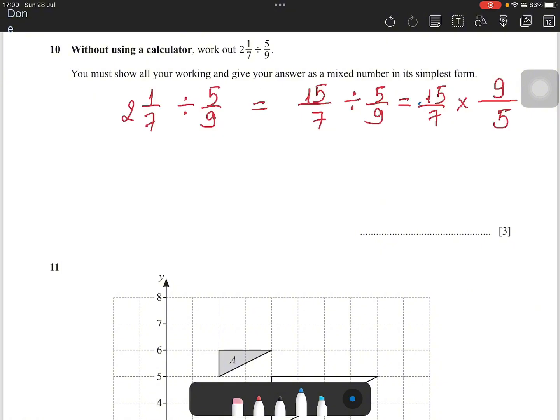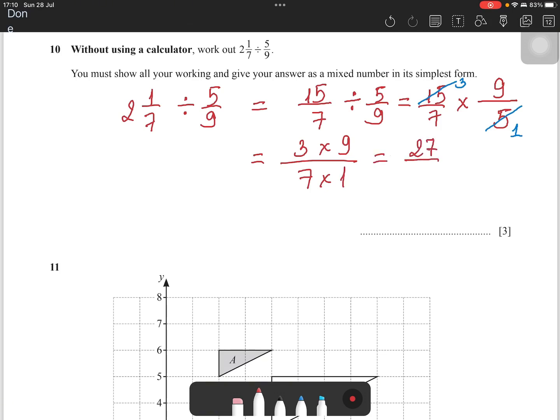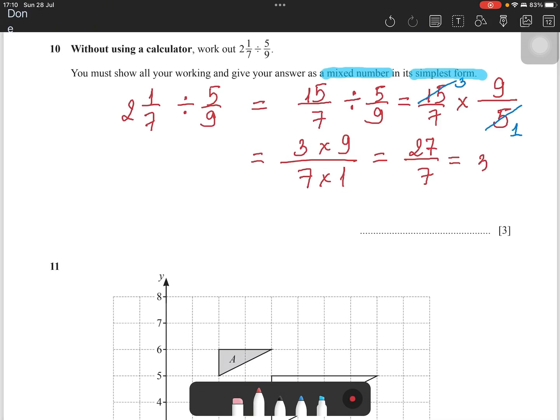Then, we see that we can cancel 15 and 5. 15 divided by 5 is 3, and 5 divided by 5 is 1. So, the calculation becomes 3 times 9 over 7 times 1. 3 times 9 is 27 over 7. And notice that we need to write the answer as a mixed number in simplest form. So, 27 divided by 7 equals 3, remainder 6. So the answer is 3 6/7.